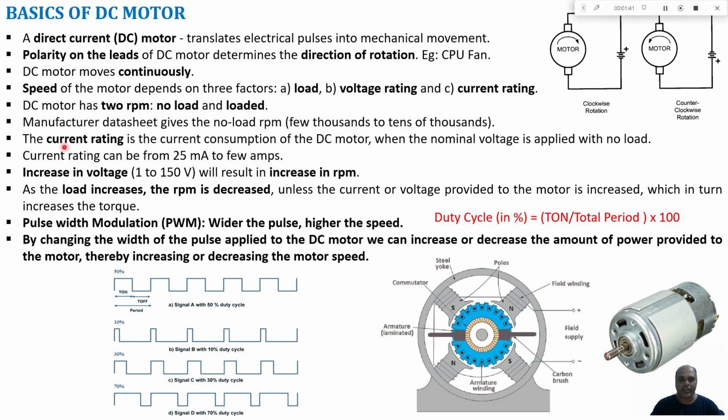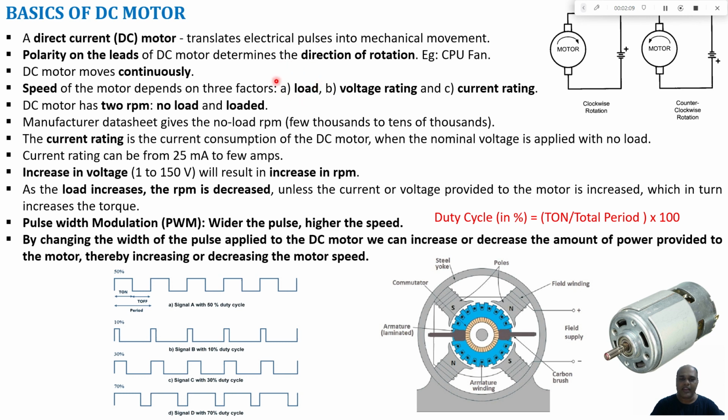The current rating of the DC motor is the current consumption of the DC motor when a nominal voltage is applied under no load condition. The current rating can vary from 25 milliamperes to a few amperes. By changing the voltage given to a motor or by changing the current given to a motor, we can vary the speed of the motor.